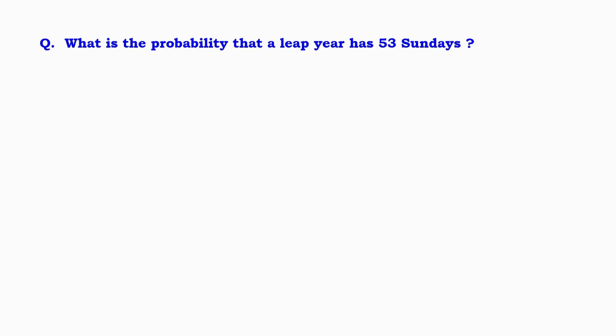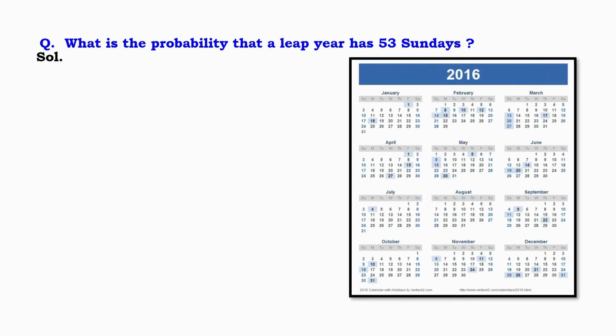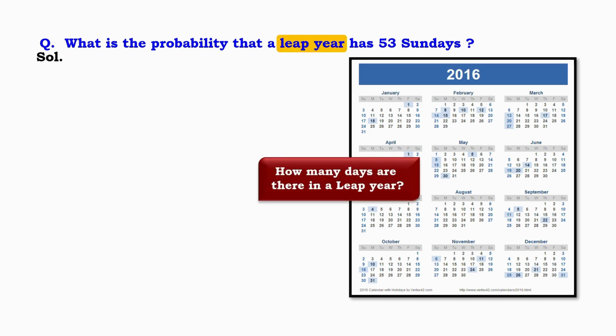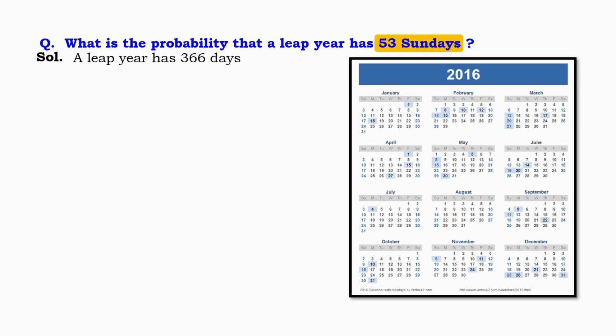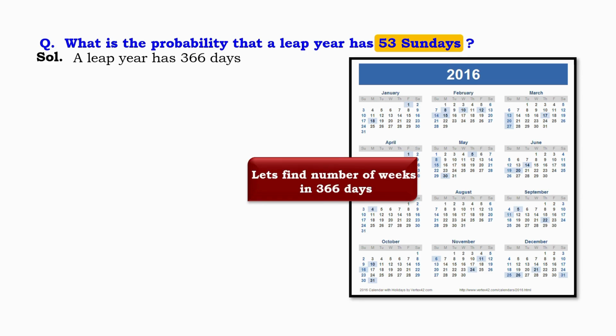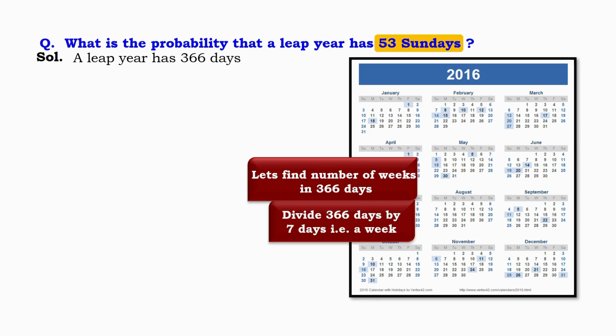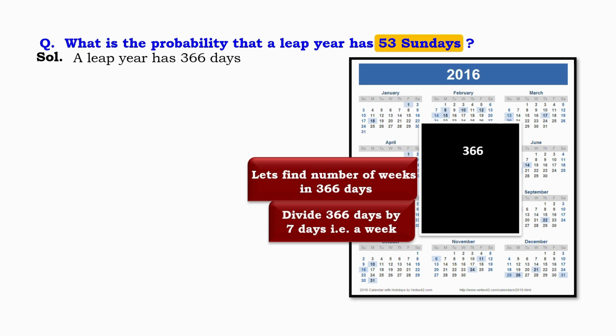Now the next question: what is the probability that a leap year has 53 Sundays? In a leap year we have how many days? 366 days, right? And here they have asked us to find 53 Sundays. So let's find the number of weeks in 366 days. Let's divide 366 days by 7 days, that is 1 week. Now let's do the division. 7 5s are 35, 1 6, 7 2s are 14. So 2 will be the remainder.